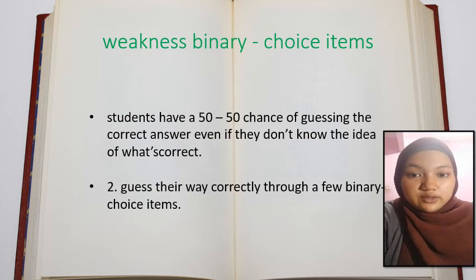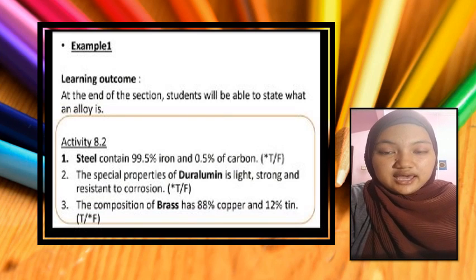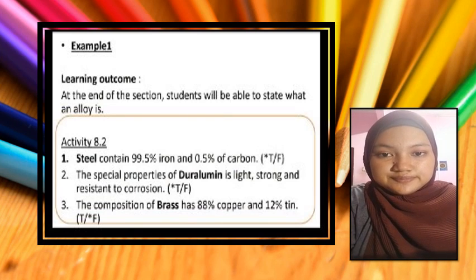I will explain about the weakness of using binary choice items. Students have a 50-50 chance to get the correct answer. However, the more questions on a binary choice test, the greater the accuracy. Here I show an example question of a binary choice item.